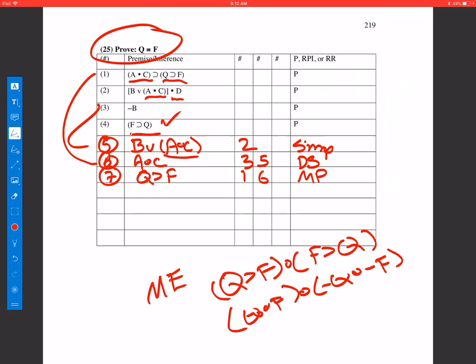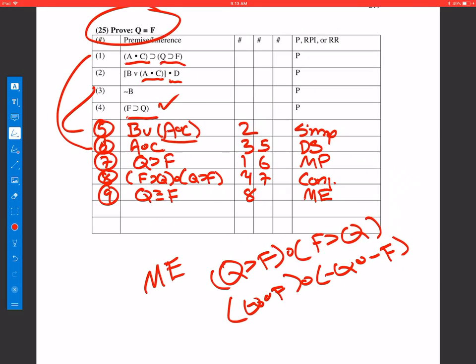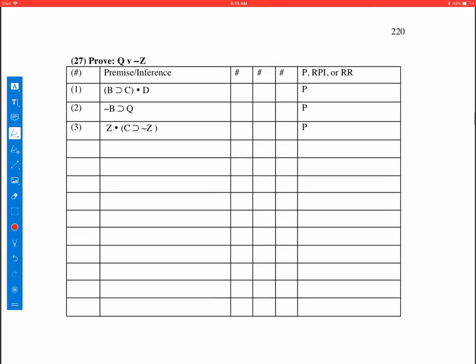Okay, so we have the two pieces we need, the F then Q and the Q then F, to make our biconditional. We need to put them on the same line, so that's F then Q and Q then F, and that's from 4 and 7, and that's conjunction. And now we can get to Q if and only if F from 8 by material equivalence.